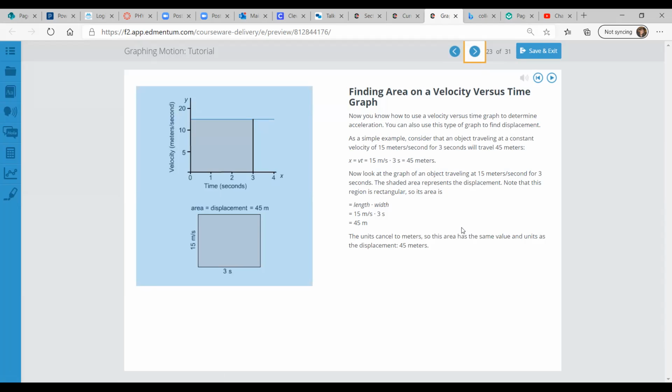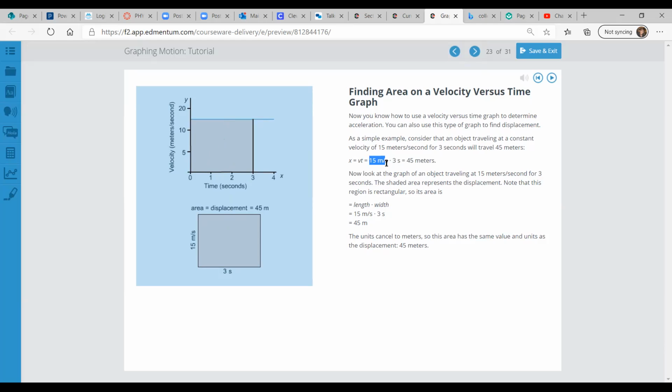Finding area on a velocity versus time graph. Now you know how to use a velocity versus time graph to determine acceleration. You can also use this to find displacement. So in this velocity versus time graph, if you find the area underneath, that equals the displacement. So in other words, displacement equals velocity times time. And that makes sense if you look at the units.